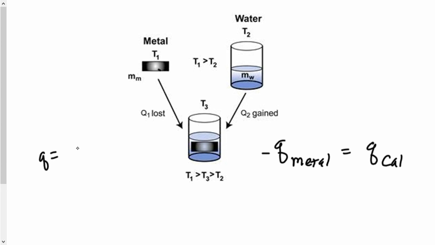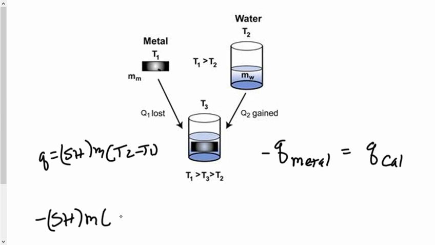Q is equal to specific heat multiplied by mass multiplied by temperature 2 minus temperature 1. So let's do it for the metal. So the metal is going to be minus whatever the specific heat is multiplied by the mass of the metal multiplied by T3 minus T1.